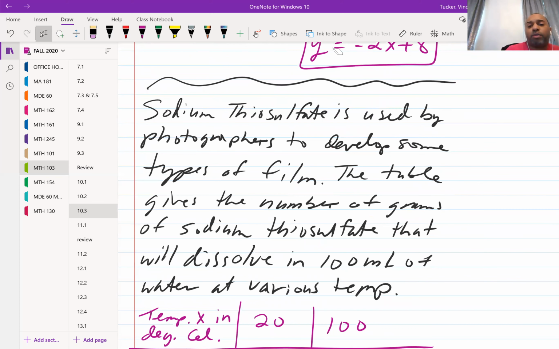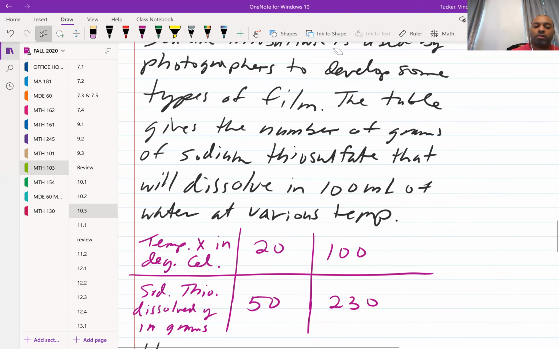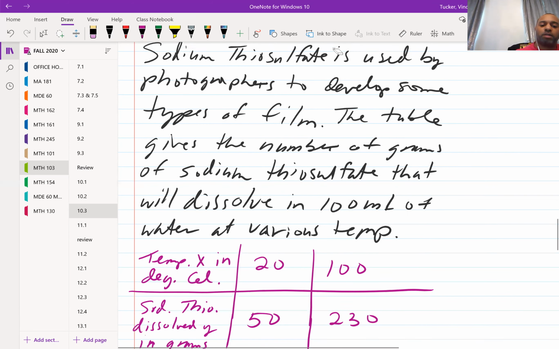So we're looking at sodium thiosulfate, which is used by photographers to develop some types of film. The table gives us the number of grams of sodium thiosulfate that will dissolve in 100 milliliters of water at various temperatures. They give us these two rows of information, or two columns, depending on the way you're looking at it. So we have temperature X in degrees Celsius, and then sodium thiosulfate dissolved Y in grams. Of course, they wrote it all out, but I shortened it up. I'll give you guys a chance to copy that.